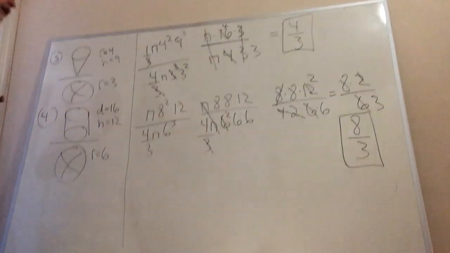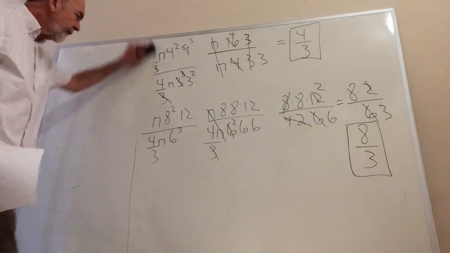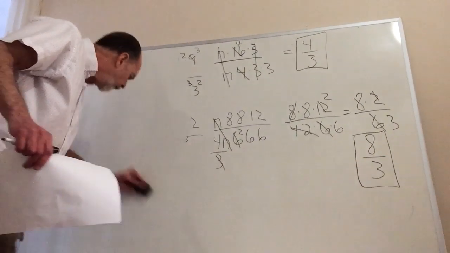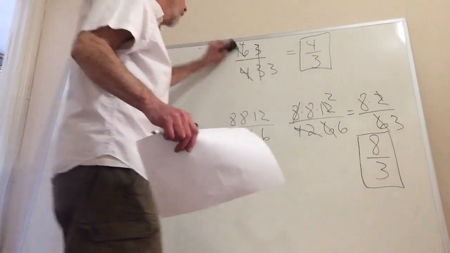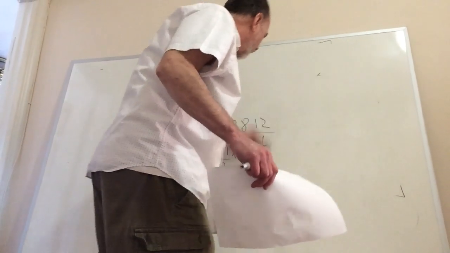Okay? So I'm going to erase this now. Feel free to send me any feedback you want. Notice I corrected the answer for number 2. It's 144 pi. And now I'll go on to problem number 5.